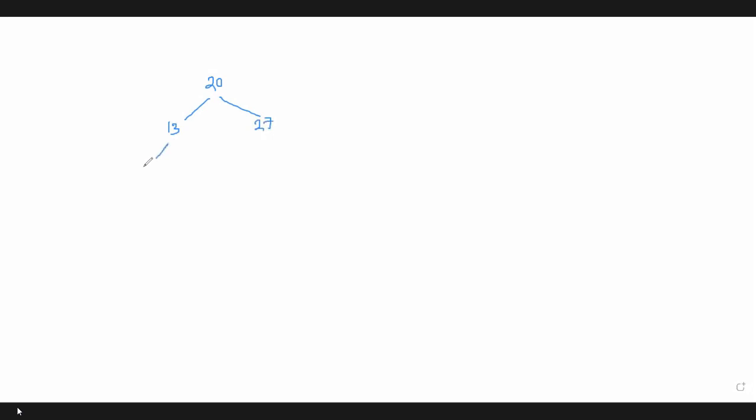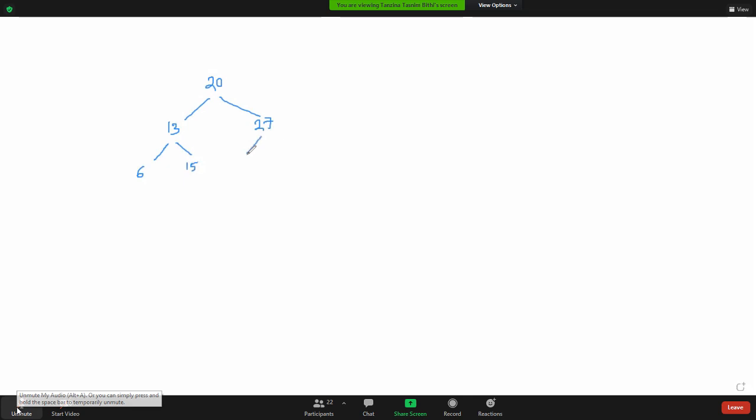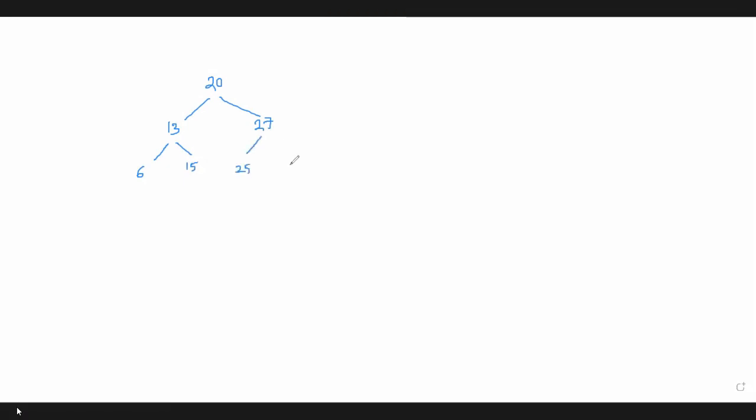The left child of 13 is 6. The right child is 15. For 27, the left child is 25. The right child is 38. For 6, the left child is 2 and the right child is 9. For 15, the right child is 18. 38 has a left child and a right child. So now look at the tree.